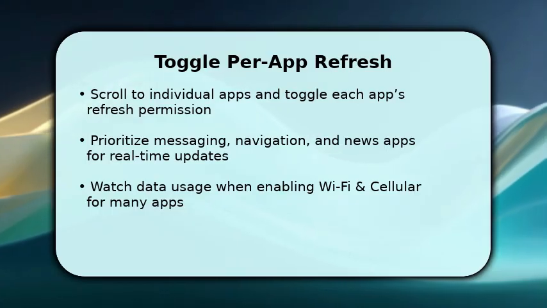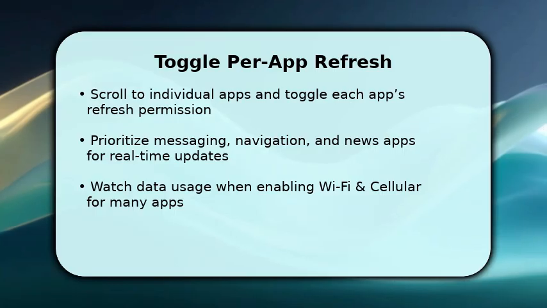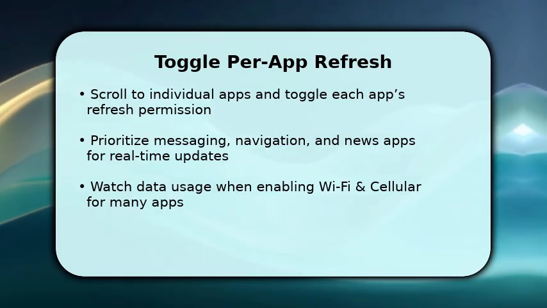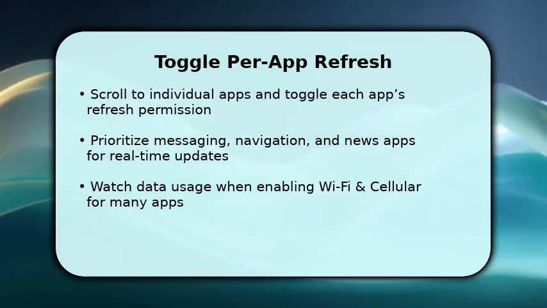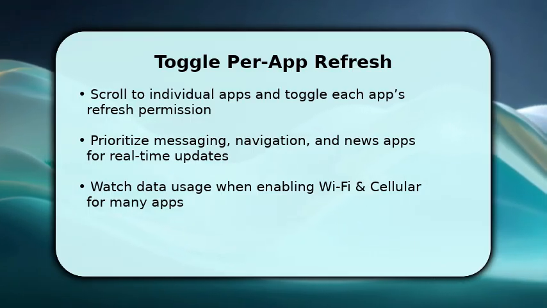Scroll the list and toggle each app on or off. Keep messaging and navigation apps enabled for timely notifications and location updates. Once you enable several apps, monitor cellular usage because Wi-Fi and cellular uses data.